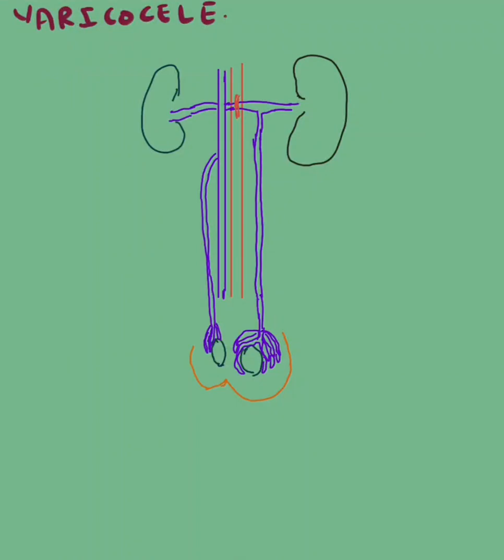Let's talk about varicocele. Varicocele is dilatation of the pampiniform plexus here. This is the pampiniform plexus. It is more common on the left side, and the left testis normally is at a lower level than the right testis. The reason for that is the increased pressure in the left renal vein.